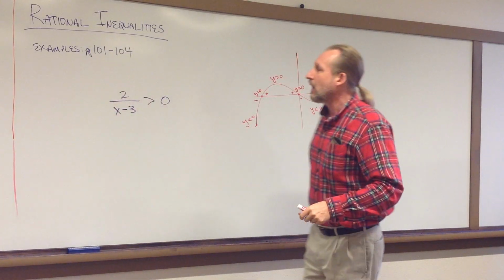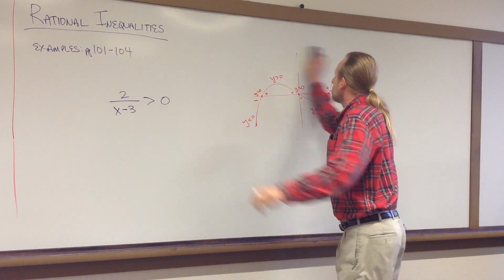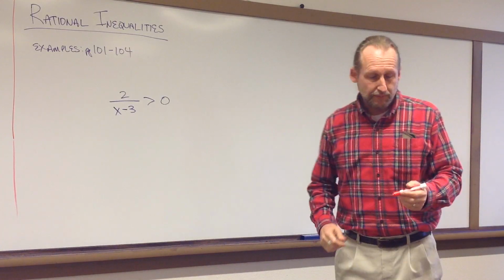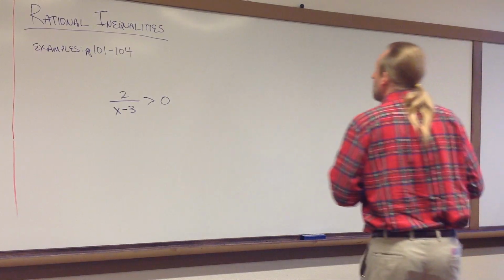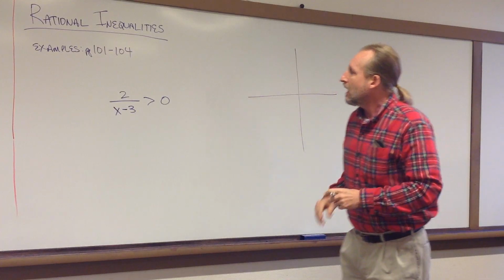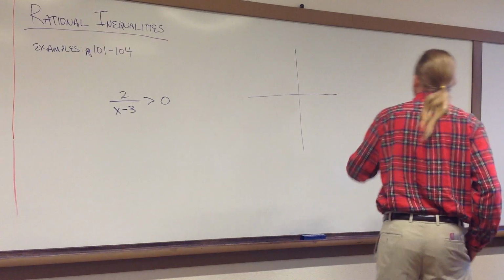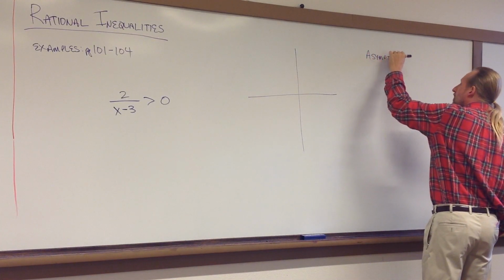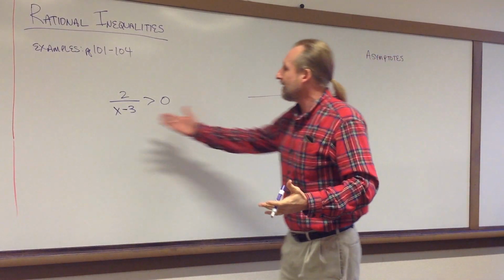So these rational inequalities introduce another possibility. And so let's look at a graph. Let's look at the graph of this first example right here, 2 over x minus 3. We're going to look for where it is greater than 0. And so I'll show you what it looks like on the calculator in just a minute. So we run into this idea of what are called asymptotes. And these are places where the function or the graph is not defined.